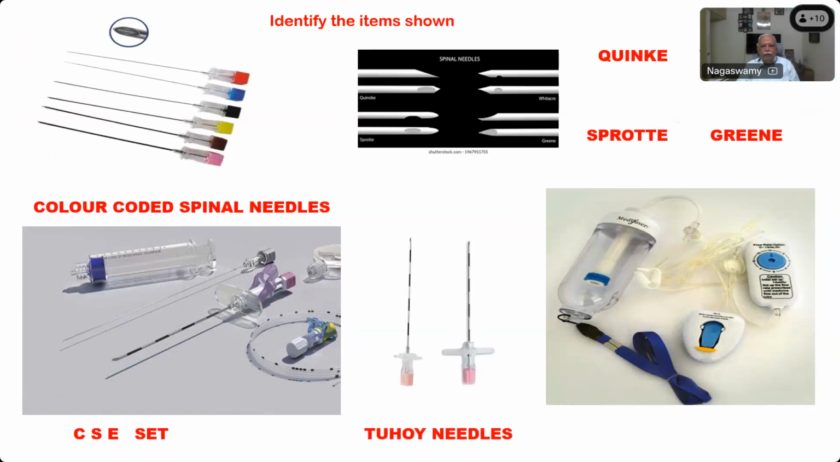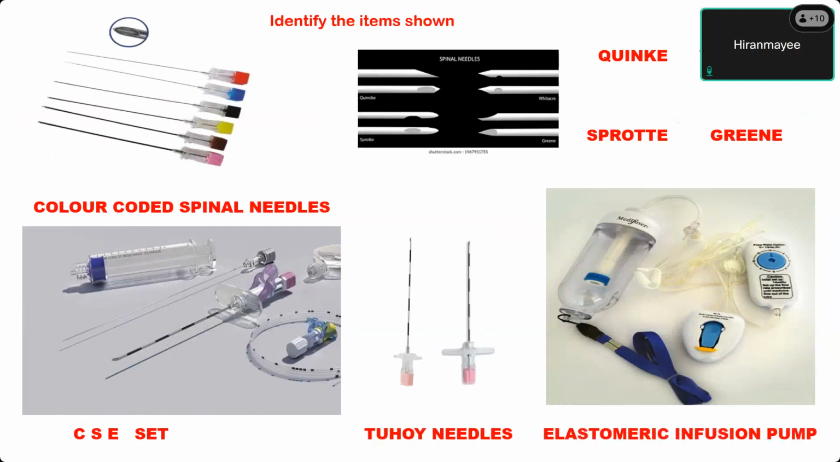And this is used for post-op pain relief. So this is patient controlled, similar to the Baxter pump. Elastomeric pump. Okay, elastomeric infusion pump used for post-operative pain relief, to connect it to the epidural that you are giving. Okay.